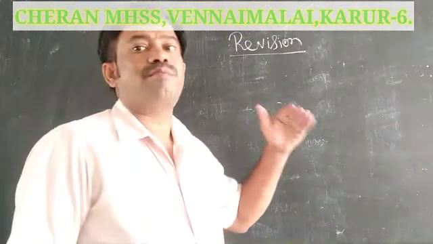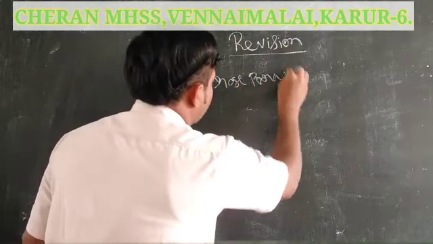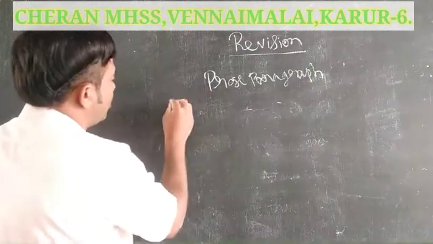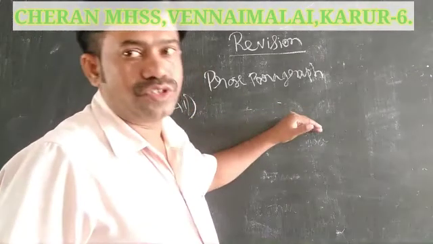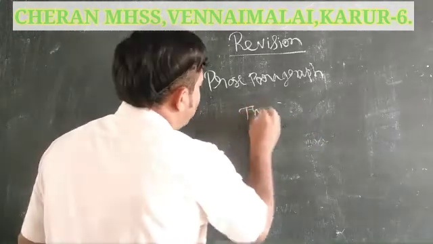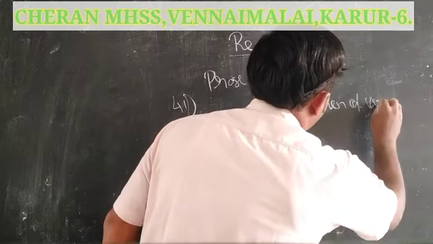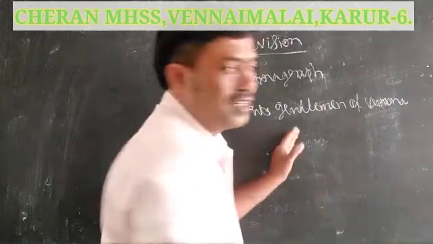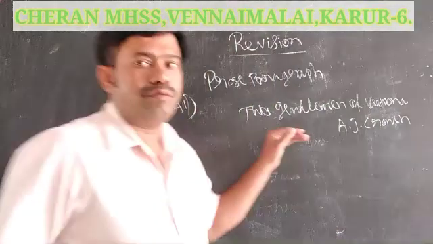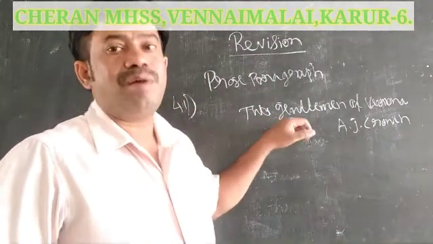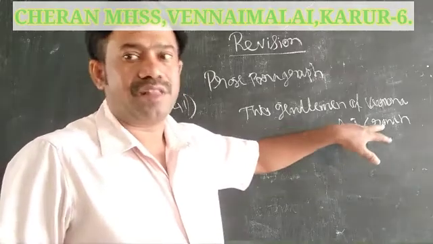While writing the prose paragraph, you have to write like this. Write prose paragraph. Then the question number, here 41. Then you have to write the name of the prose, then the name of the author. For example, Two Gentlemen of Verona, by A.J. Cronin. You have to write the name of the prose you are writing, then the name of the author.